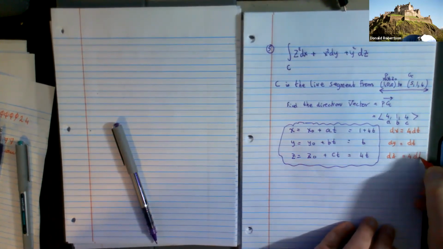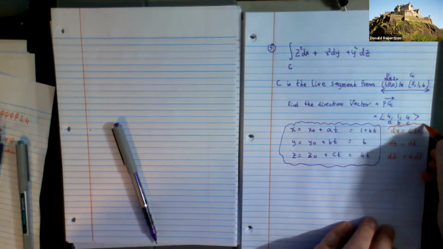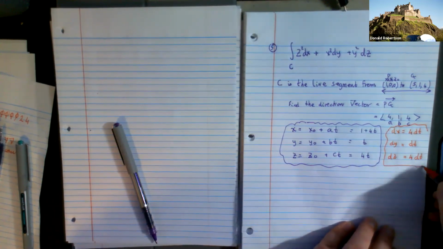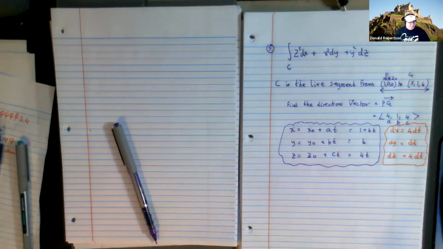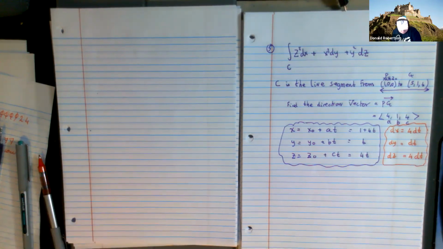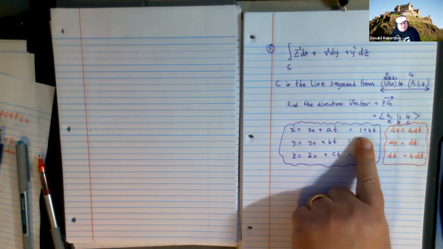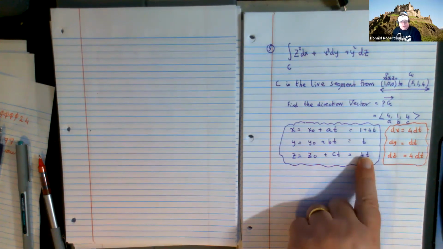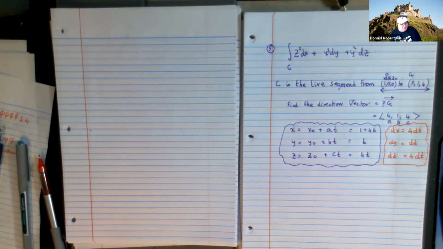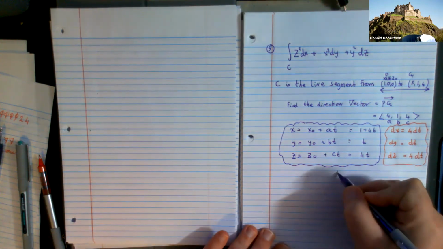Are you all happy about where I'm getting the dx, the dy, and the dz from? Don't you basically differentiate and do a crossover, differentiate, crossover? But if you do enough linear ones, can't you just write down the answer? So far, so good. Now, I need a start and a finish t.